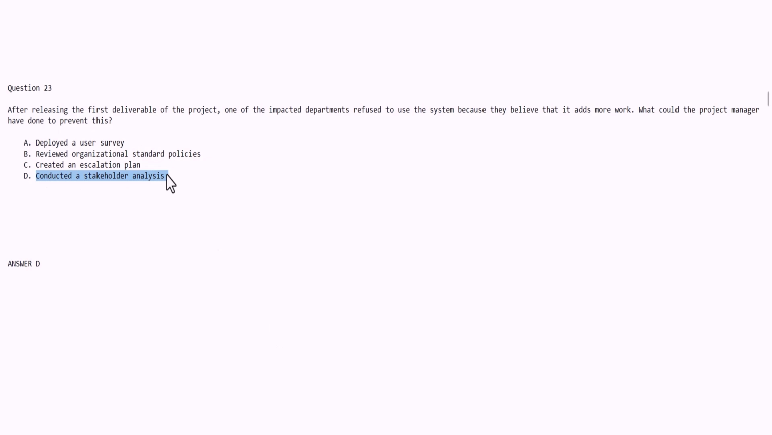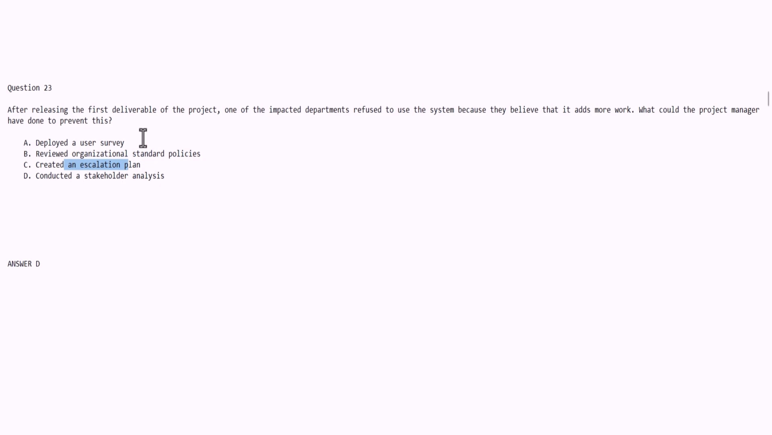Now, with this type of question, if you face this on the PMP exam, this kind of question really comes down to looking at the various options that the PMP is giving you. In this case, the options are that you would deploy a survey, review organizational standard policies, create an escalation plan, and in this case, conduct a stakeholder analysis. Now, if you look at the PMP question, they said, what would the PM have done to prevent this situation? All of the other options of user surveys, standard policies, created escalation plans are not really applicable to this style of question.